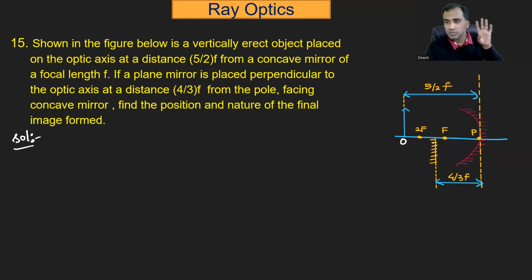When there are two or three mirrors, and multiple optical elements, see where the rays first fall. Find the image of that element. Whatever is the image of that element will act as the object for the other element.